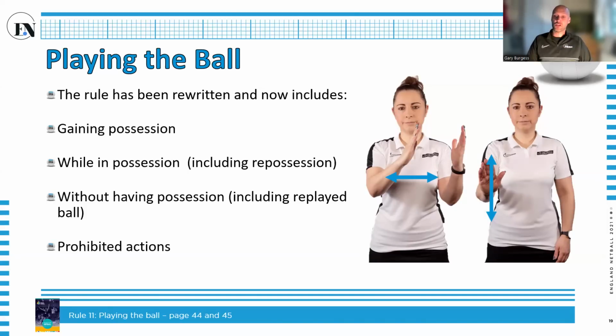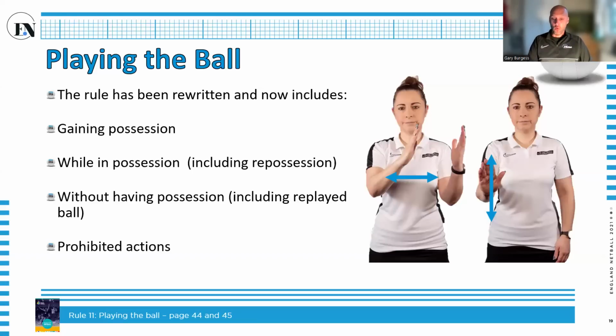Now, repossession is where a player has caught the ball, lost possession, and then has either caught the ball again, so catch, drop, catch, or touched it again before it's been touched by another player. Okay, so that's incorrect playing the ball, repossession. So you would say repossession red, free pass blue.